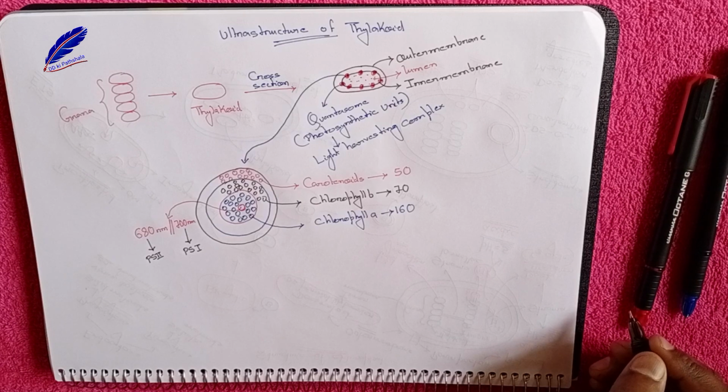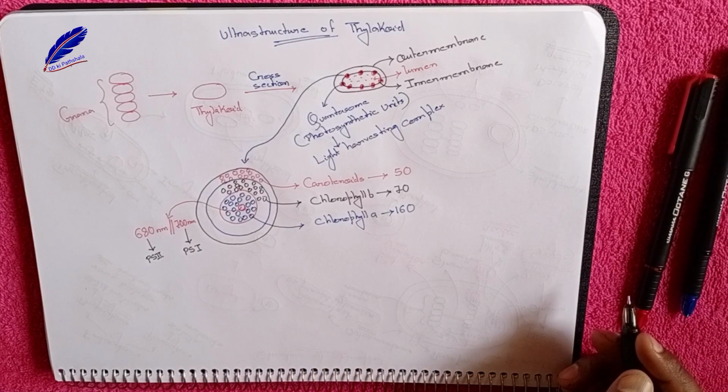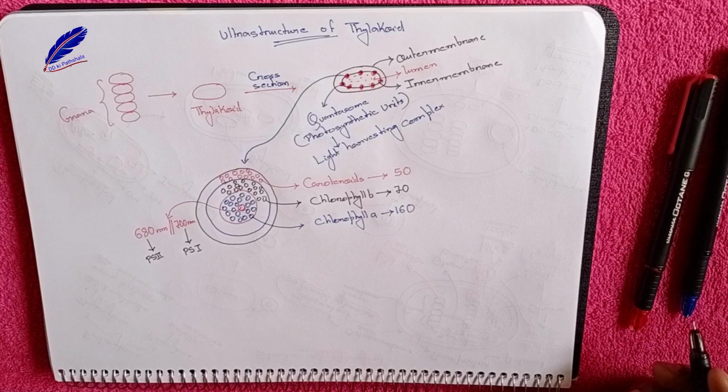PS1 and PS2 do not lie in a single quantasome. Quantasome for PS1 is different and quantasome for PS2 is different. So a quantasome will be of PS1 type or PS2 type depending upon the center chlorophyll A molecule, that is, at what wavelength of light it is getting excited.